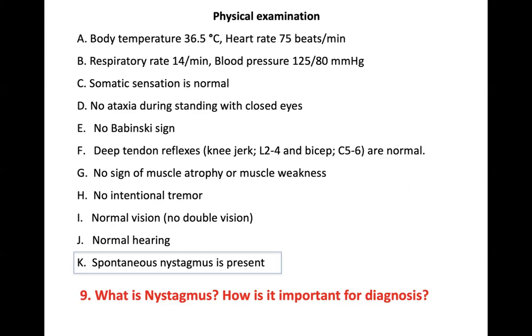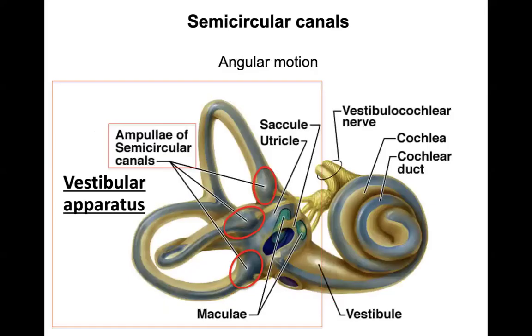So basically, nystagmus is the rapid movement of the eye, right? It's the movement of the eye when your head turns, right? And usually the normal nystagmus happens when you turn the head. But in this case, it's called spontaneous nystagmus. That means you did not turn your head and the nystagmus occurs, right?